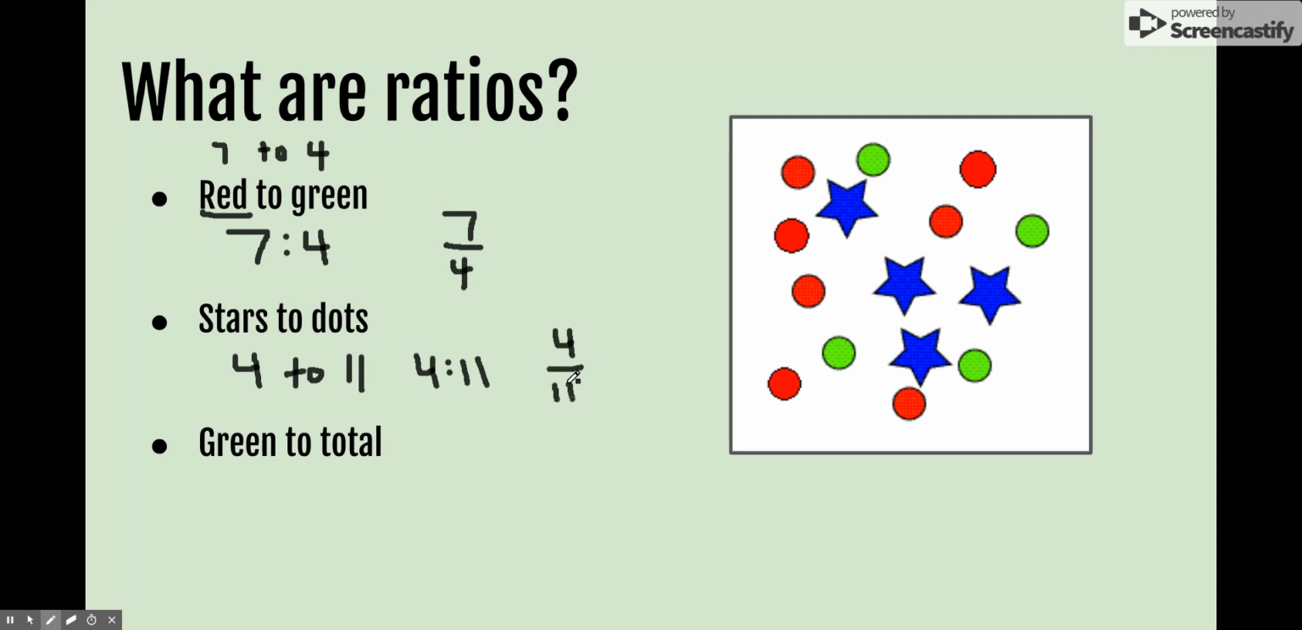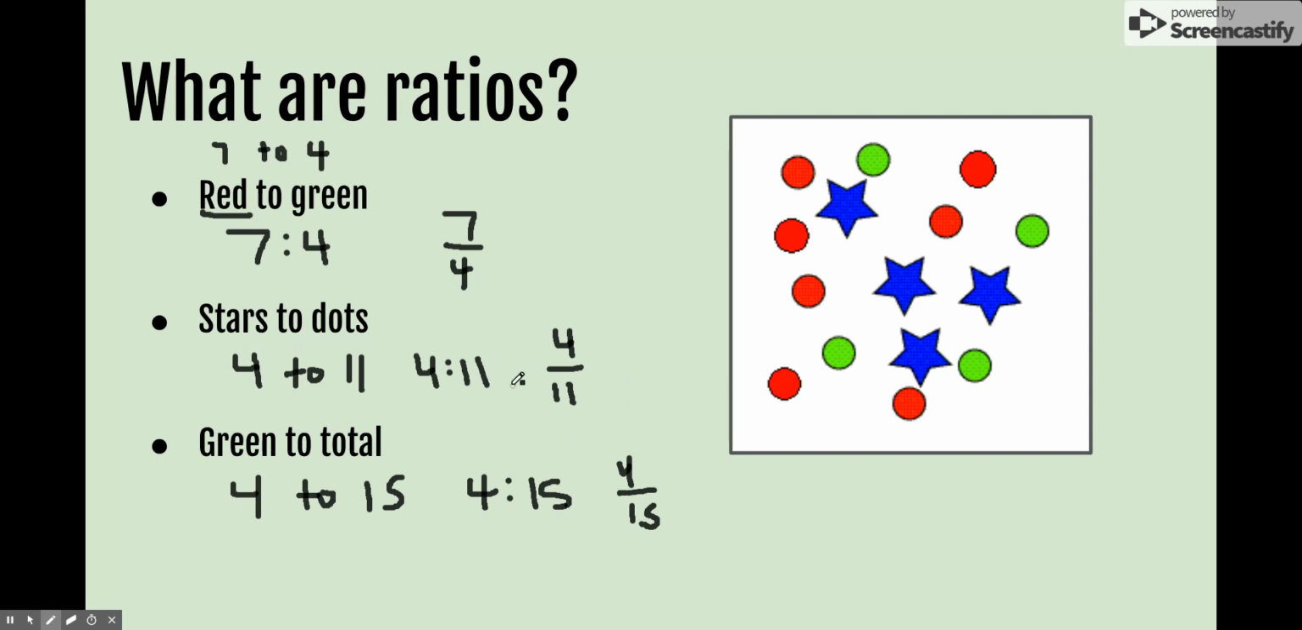If we think about green to the total, well, there are 4 green, and I'm comparing that to the total. Well, total is going to include everything. How many shapes are in this picture? 1, 2, 3, 4, 5, 6, 7, 8, 9, 10, 11, 12, 13, 14, 15. So 4 to 15. I can also do 4:15 with a colon, or I can do 4 over 15 as a fraction. So again, just notice the ordering. Green was first, so the green quantity is 4. That's going first, and then representing it in different ways.